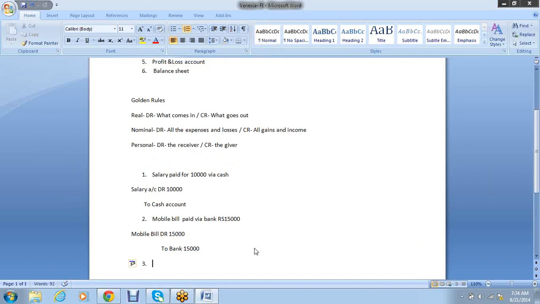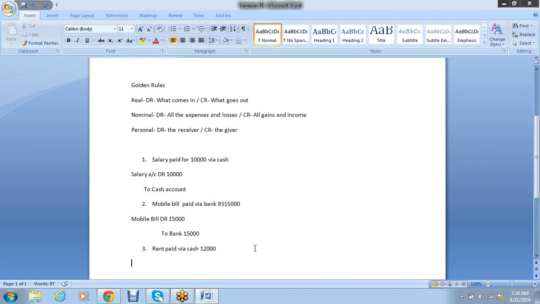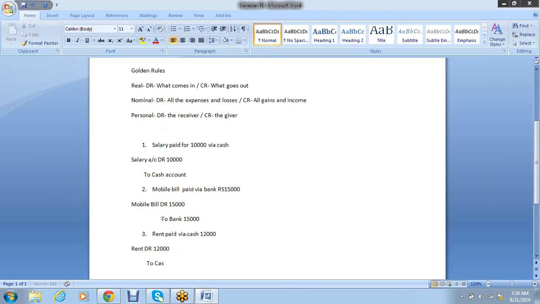Correct. Similarly, rent paid via cash for 12,000. So now what will be the entry? Rent paid, so it's an expense, so it's a debit. Correct. Rent is a debit, and via cash account, so the cash account will be credited, as it's going out from the cash account. Correct.